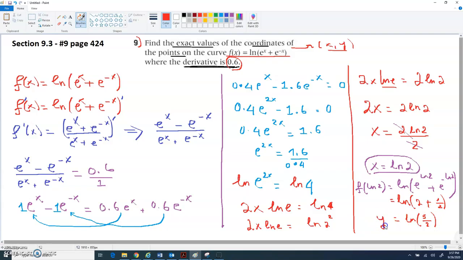This is my y. So therefore, ladies and gentlemen, I can go back here and say my x value is the natural log of 2, and the y value is the natural log of 5 over 2. And that right there is my x and y coordinates. Okay? Any questions? Let me know. Look over the video and we'll do another practice problem on this, because I'm pretty sure you're going to see something like this on the IB exam.